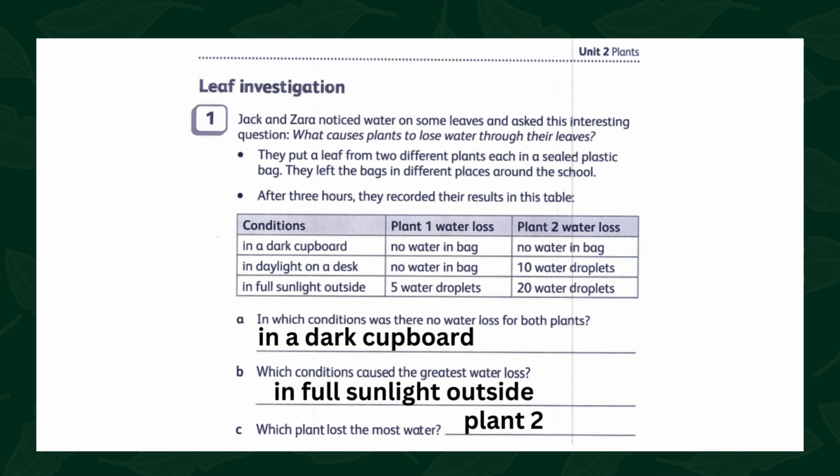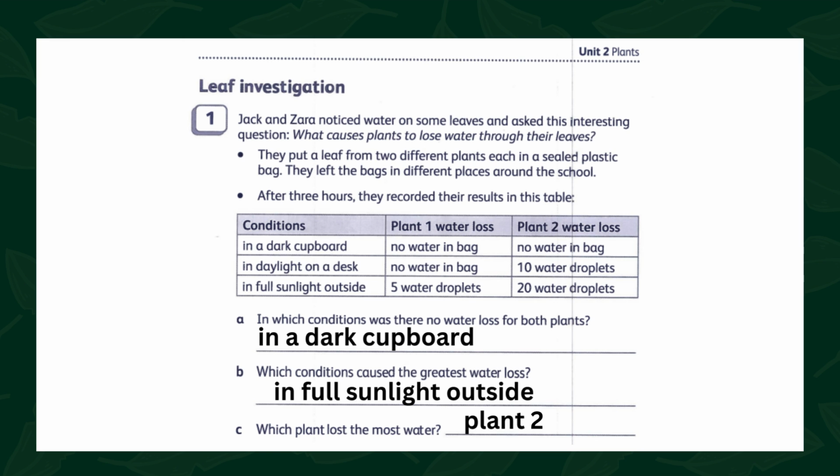They put a leaf from two different plants each in a sealed plastic bag. They left the bags in different places around the school. There are three conditions: in a dark cupboard, in daylight on a desk, in full sunlight outside. After 3 hours, they recorded their results in this table. When they kept two plants in a dark cupboard, they checked there is no water in the bags for plant 1 as well as plant 2.